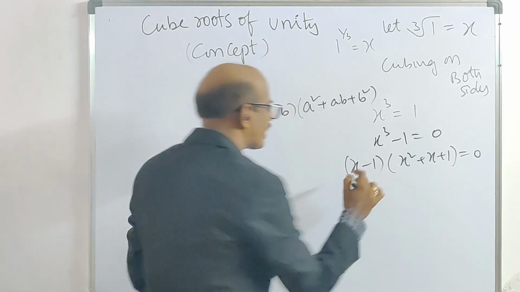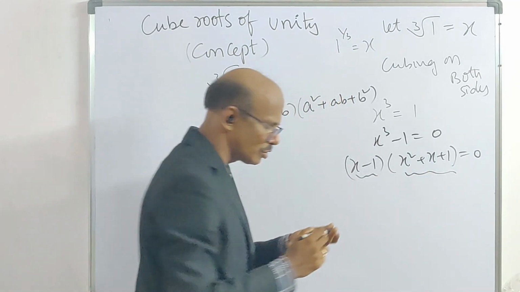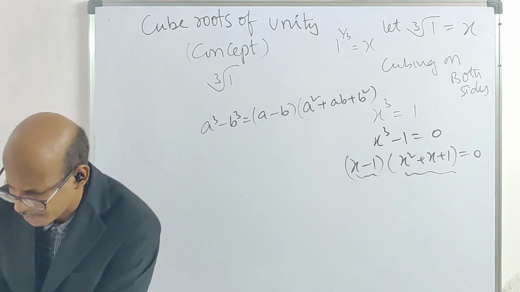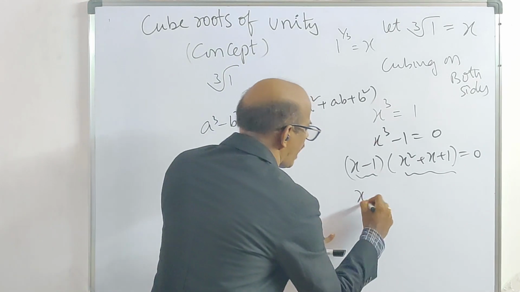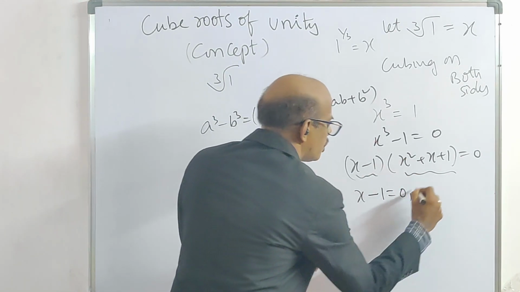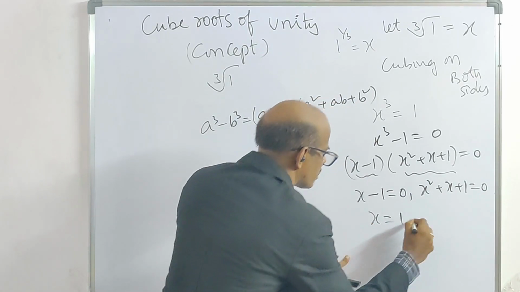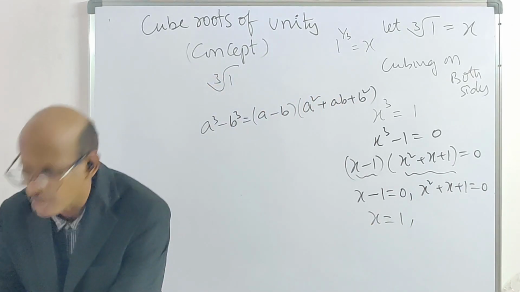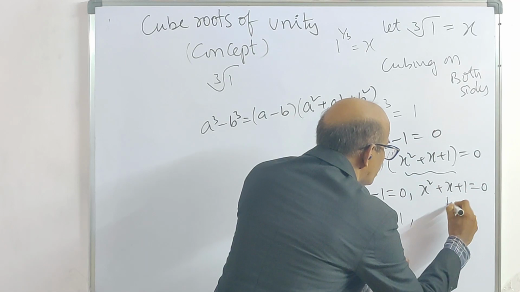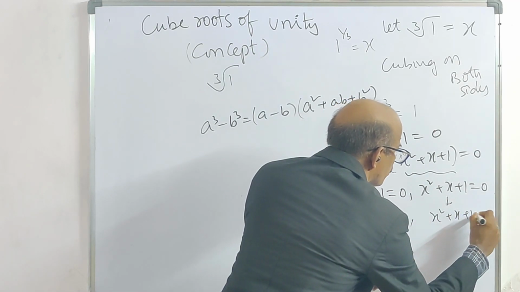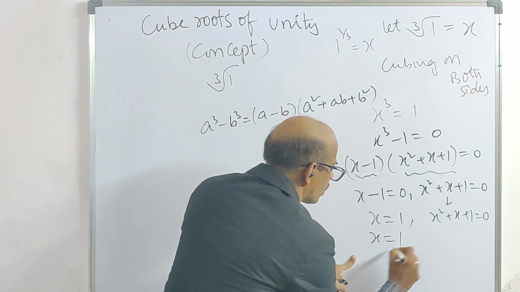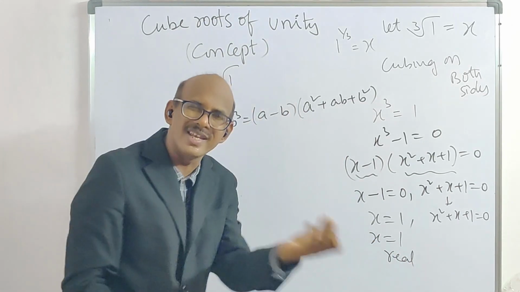Now if you observe the factors, a into b equal to 0. What is it? Tell me, my dear student. A into b equal to 0 means either a is 0 or b is 0. So this will be x equal to 1. I think you understood. And for this, x square plus x plus 1 equal to 0, x equal to 1 is real because 1 is real.